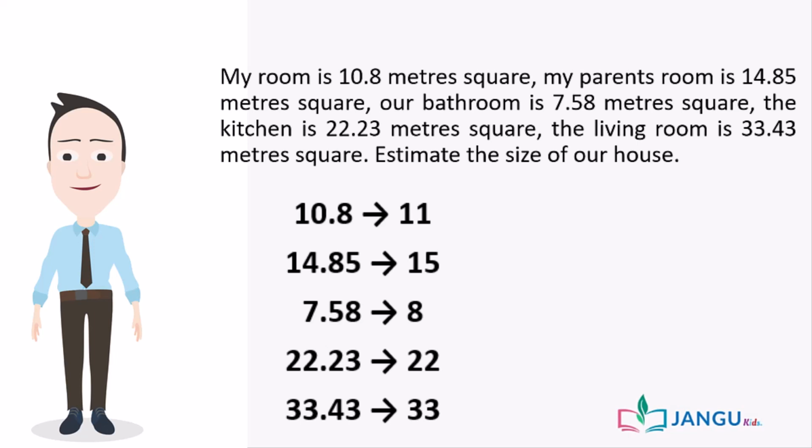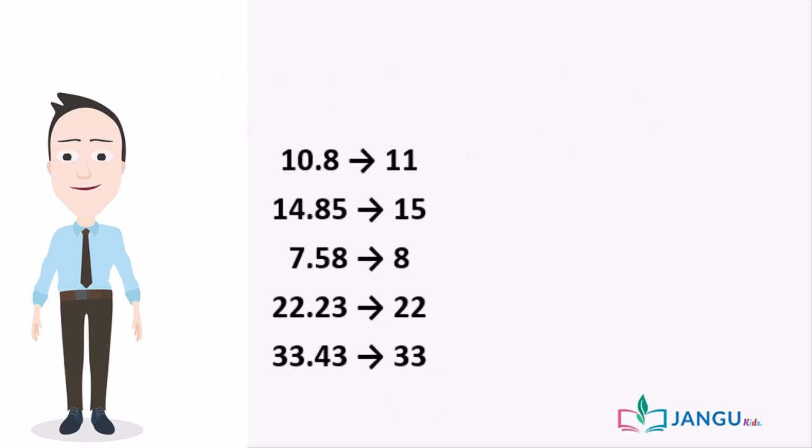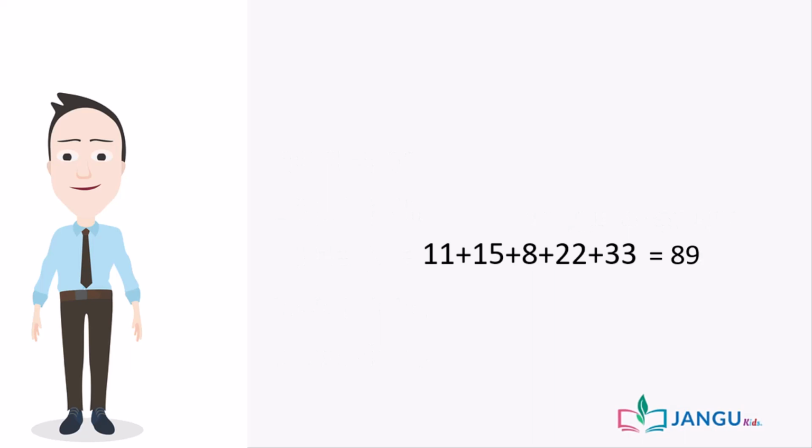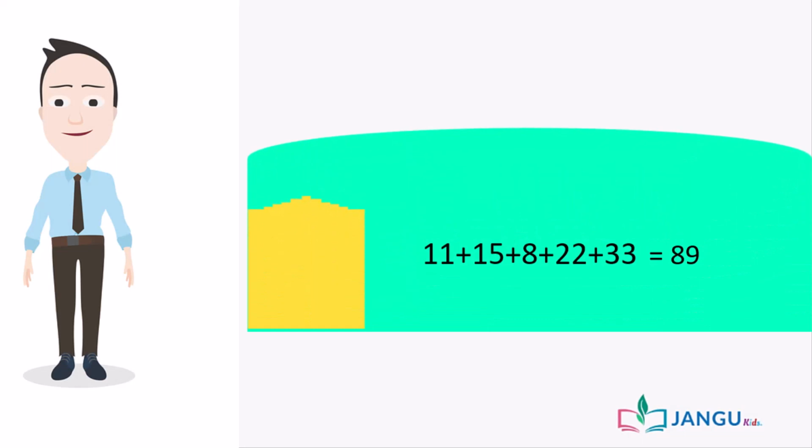10.8 is about 11. 14.85 is about 15. 7.58 is about 8, and 22.23 is basically 22. And of course, 33.43 is basically 33. So we add them all up together. 11 plus 15 plus 8 plus 22 plus 33 is equal to 89. It is estimated that my house is about 89 meters square.